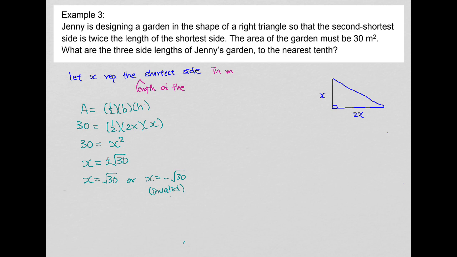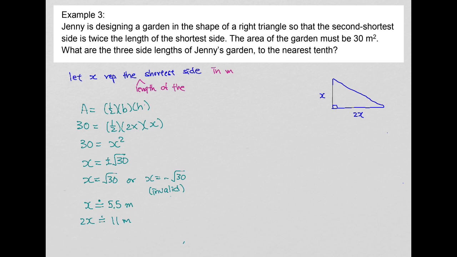And let's use the calculator to find the approximate value. If you do square root of 30 on the calculator, you are going to get 5.477. So we round it to one decimal place, it will be 5.5. Since it's a rounded value, you have to put a dot on top of the equal sign. It means approximation. So 5.5 meters. So the shortest one is 5.5. Then the next one will be 2x, right? The second shortest one. So you times by 2, you're going to get 11 meters. That's also an approximation.